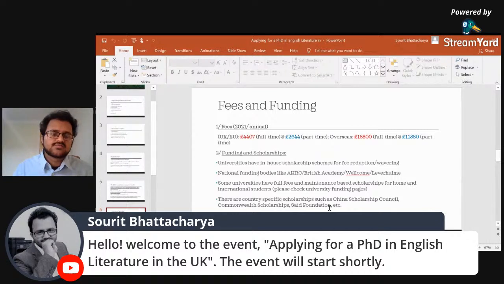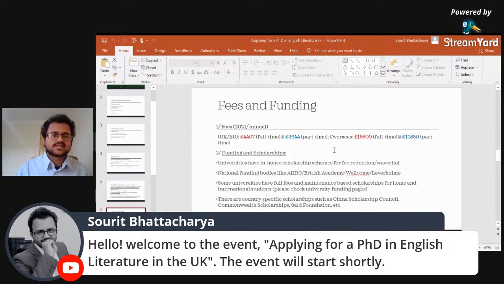This is roughly what you're going to be charged for your 2021 annual fees. So for UK or EU, the annual fee is going to be £4,407 for full time and £2,644 part time. And if you are an overseas student, you can see the difference. You're supposed to be paying £18,800 for full time and £11,880 part time.